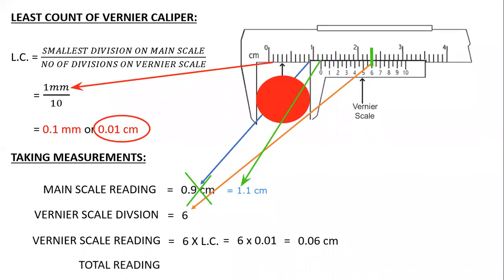Now the final reading, nothing but the diameter, will be equal to, now we know your main scale reading and we know your vernier scale reading. We just need to add them to get your final answer. So your main scale reading is 1.1. Your vernier scale reading is 0.06. You get the final answer as 1.16 centimeter. So if I would have taken the main scale as 1.2, then the answer would have been 1.26, which is more than your lying value. So that will be completely incorrect.